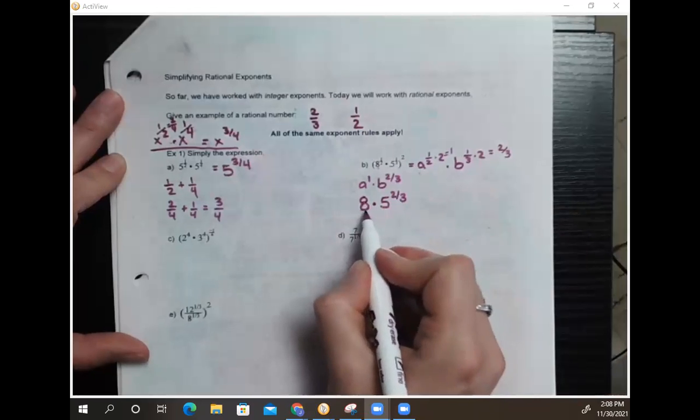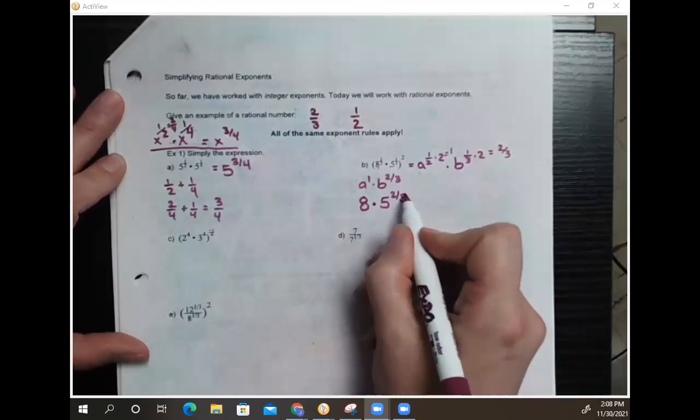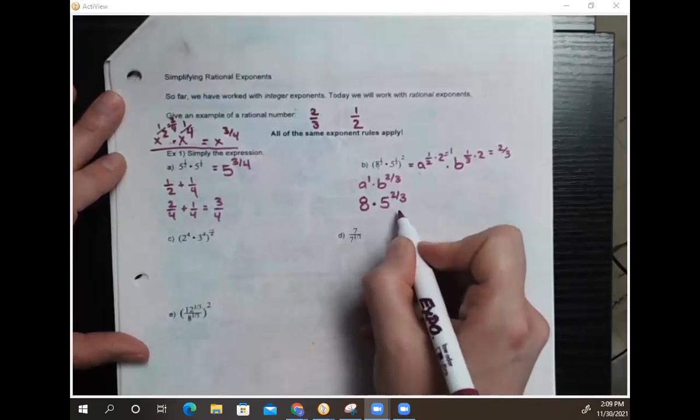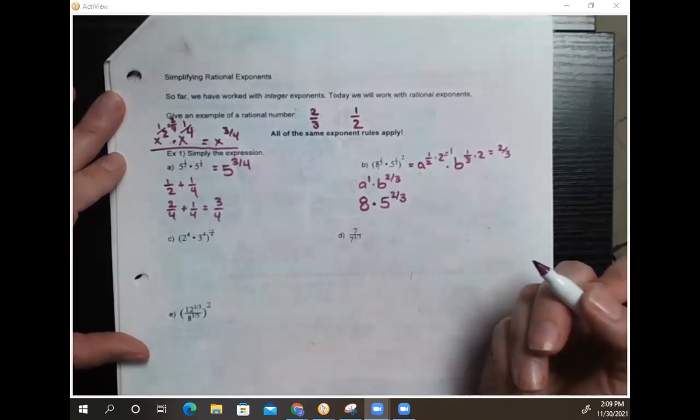Notice that I'm not multiplying 8 and 5. I don't actually have 5 here. I have 5 to the 2/3 power, whatever that is. So I don't want to do anything different than I would if this were A and B.